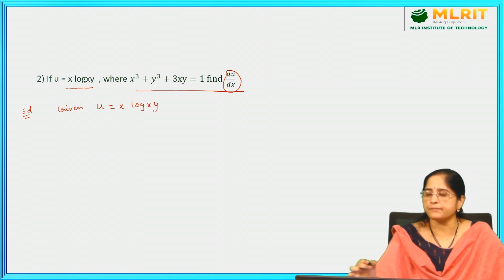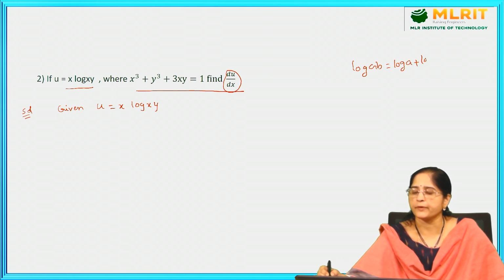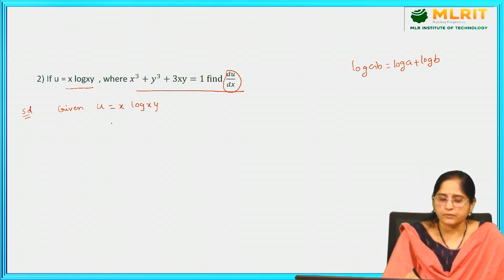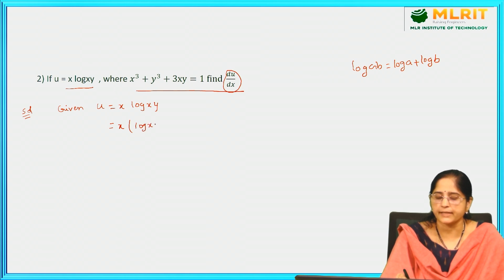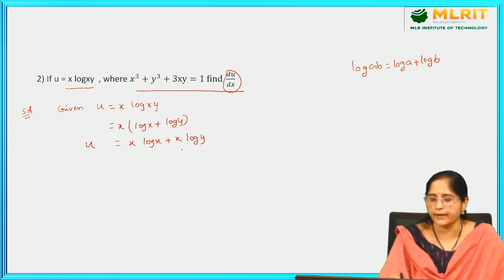So we have the formula for log AB. Log AB equals log A plus log B. So we have to use that formula. So we can write x into (log x plus log y). So this is equal to x into log x plus x into log y. So finally u can be written as x log x plus x log y. So u is a function of two variables x and y. That's why we can find out dou u by dou x as well as dou u by dou y.